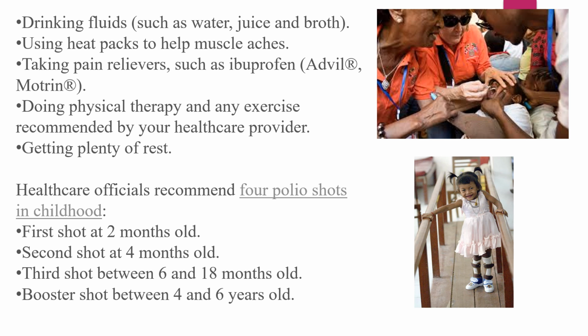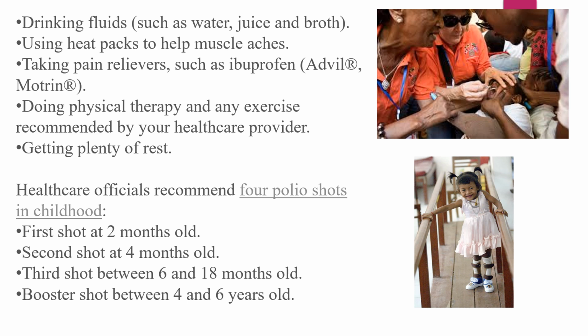We know the government has taken a very good initiative with the oral polio vaccination, given orally to everyone. The first dose is at 2 months old, the second at 4 months old, the third between 6 to 18 months old, and booster shots between 4 to 6 years old, which are being given by the government to the people. The second thing is that good hygiene and sanitation play a very major role.